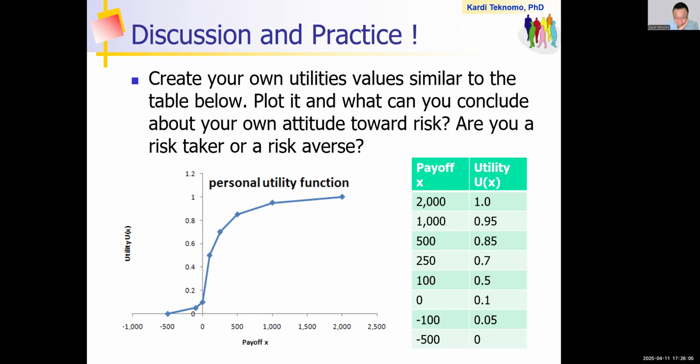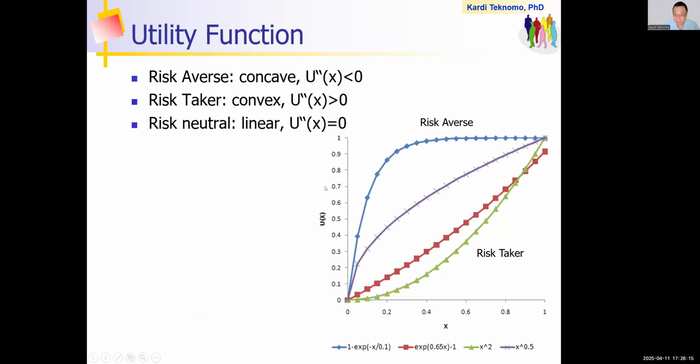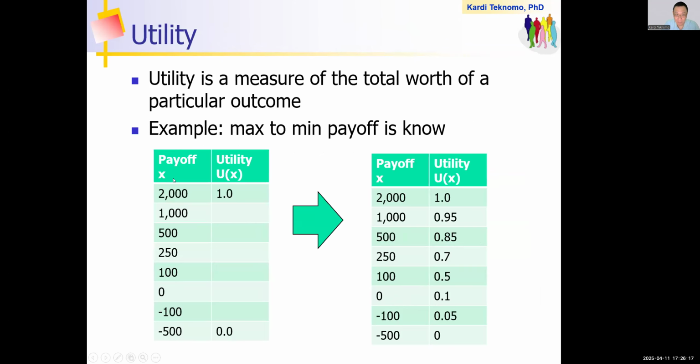Is the instruction clear or not? Good. So you create something like this. You can put your own payoff. What is the most negative loss that you think you can bear, and what is the maximum payoff that you can feel happiness? So you put it as 1 and 0, and then you fill in something in between.